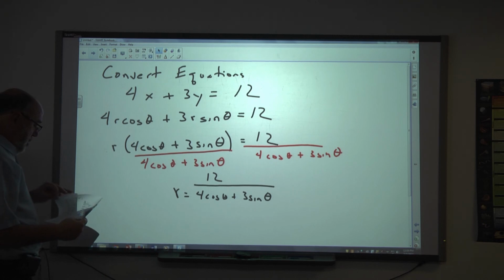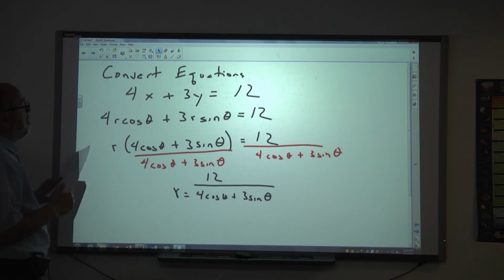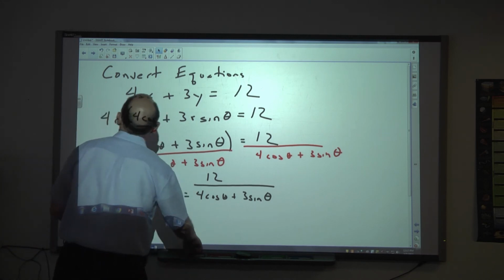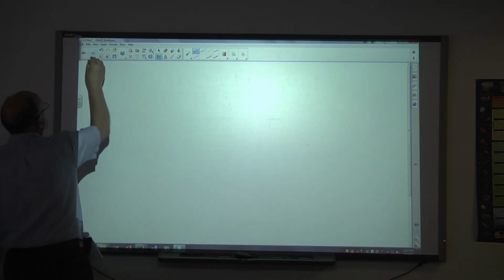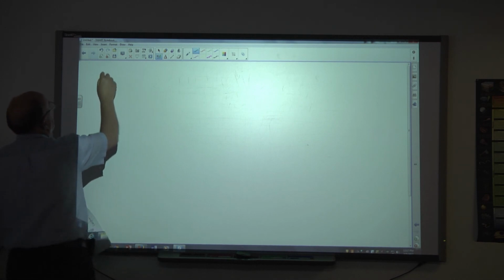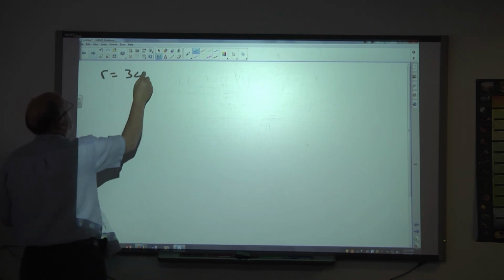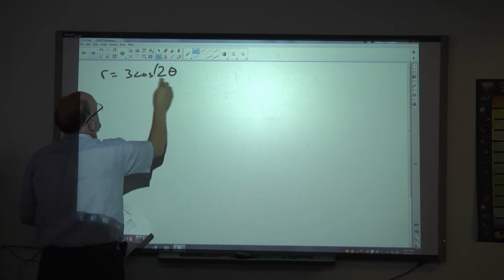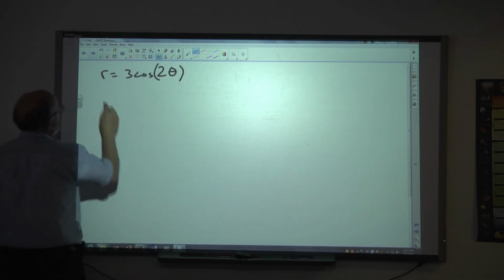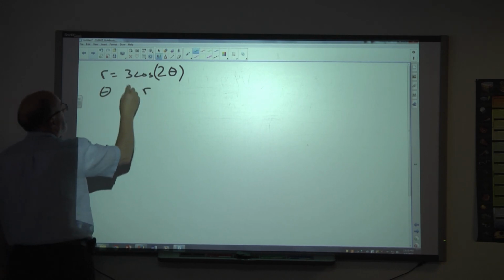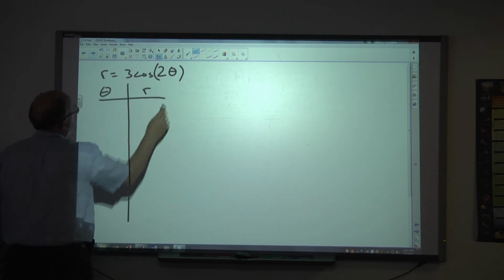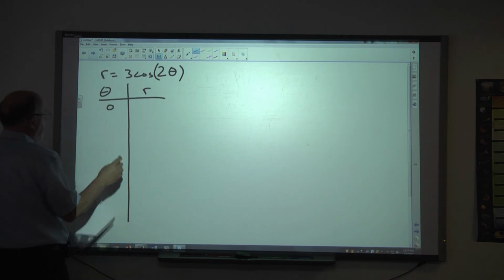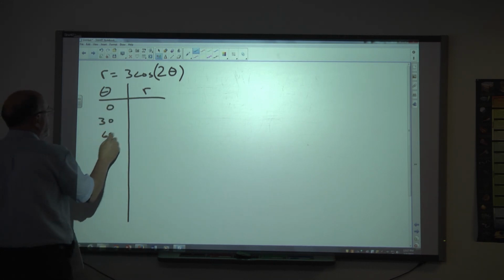And then lastly, in terms of polar graphs, polar graphs can give you some very interesting patterns. So, for example, let's say I wanted to graph this equation: r equals 3 cosine 2 theta. We're going to make a chart in terms of thetas and r's. And if we plug this in, we're going to do it in terms of angles, going by multiples of 30.